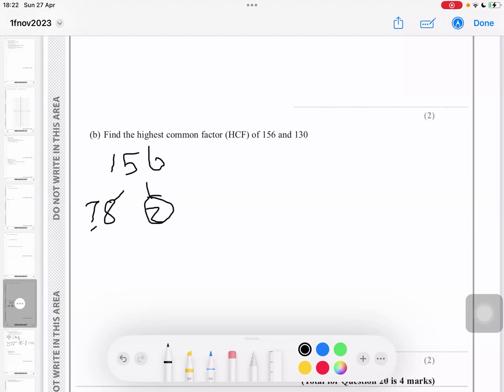Okay. 78 and 2. 39 and 2. Okay. 13 and 3. Okay. Yes, that's good. 13 and 3. Okay, good, good, good. Okay, so 13 and 3.